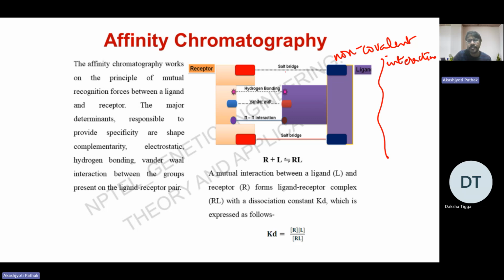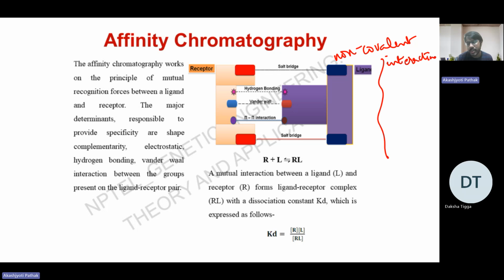Your ligand can form different types of non-covalent interaction. It can form a salt bridge, which means electrostatic interaction. It can form hydrogen bonding, van der Waals interaction, and pi-pi interaction. So these different non-covalent interactions can exist between your receptor and your ligand.